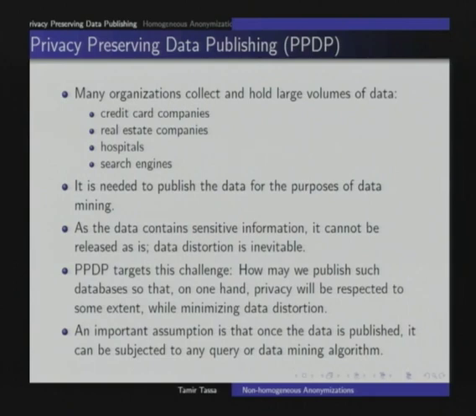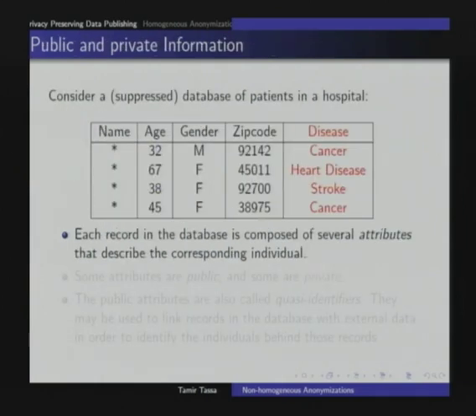And it is important to understand that once the data is published, we cannot assume anything about the algorithm or query that will be applied on the data. So this is something which distinguishes privacy-preserving data publishing from data mining, where we do know in advance what is the purpose of this data, what is the usage that will be made with the data.